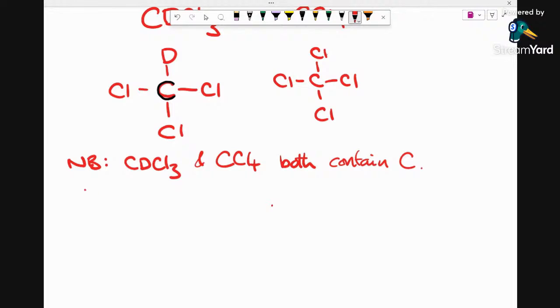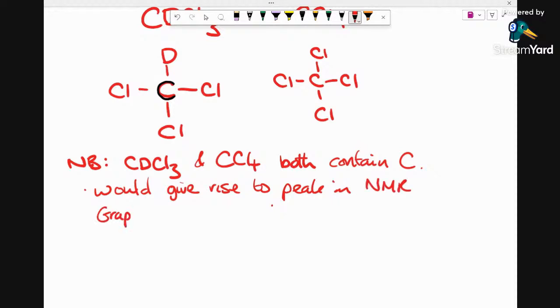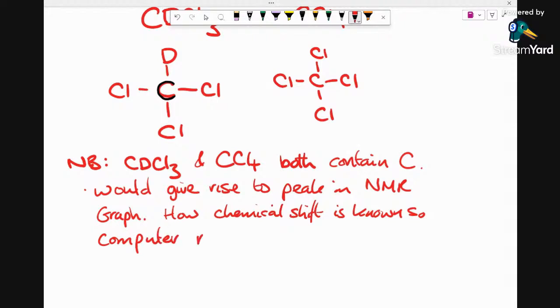This means there will be a peak. It would give rise to a peak in the NMR graph or data. However, its chemical shift is well known, so it's removed from the graph. The computer removes it, so you don't see it.